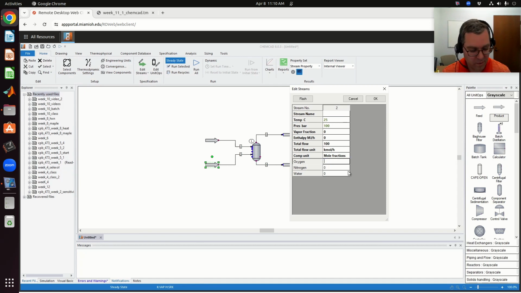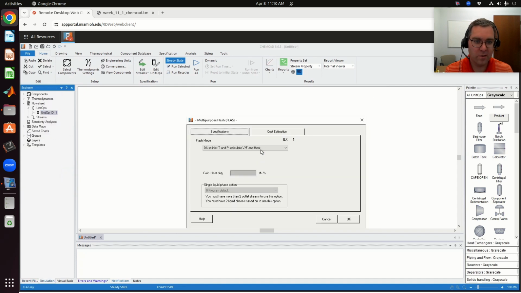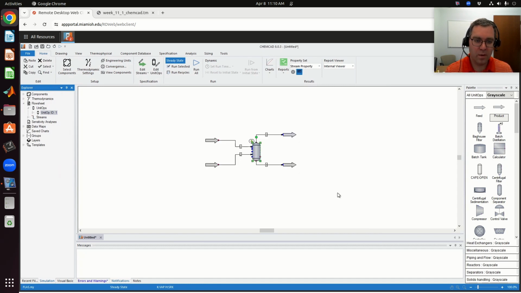And so we'll make this 22% oxygen and 78% nitrogen. Okay, we'll flash it. Then in terms of my drum, I'm just going to run at the inlet temperature and pressure. Both streams are at 25 degrees C and 10 bar. So if I do that and I run, this is just being modeled as an equilibrium unit.